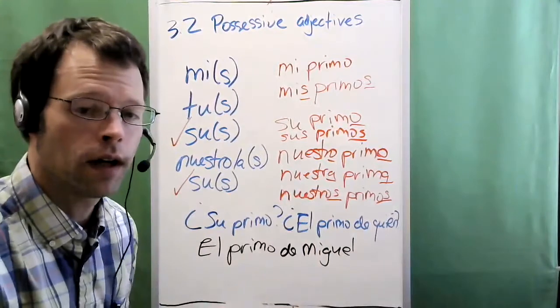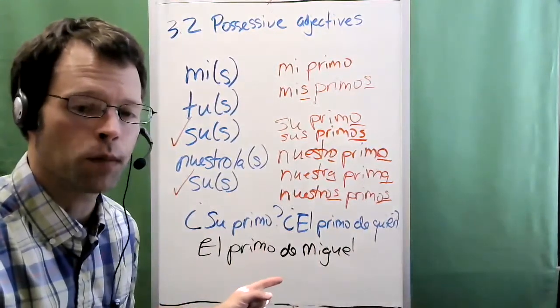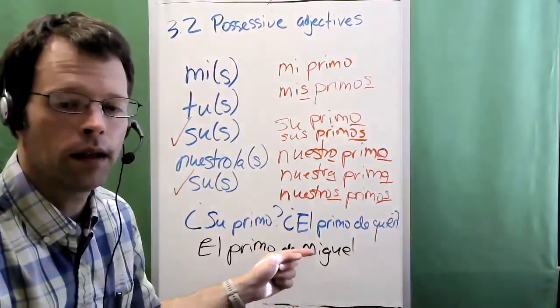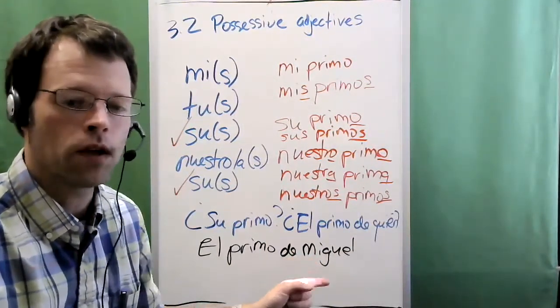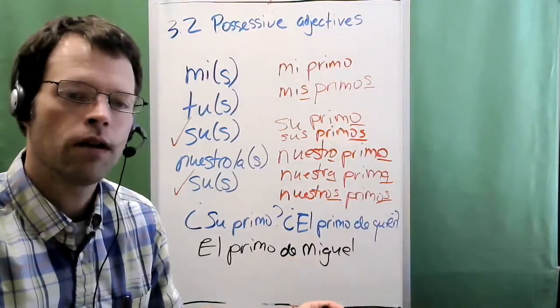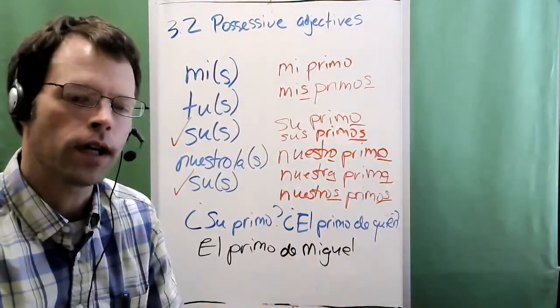As we have learned, this is how you show possession in Spanish. You have to use de, and then whoever is doing the possessing. There is no apostrophe S in Spanish. You cannot say Miguel's primo. That makes absolutely no sense.